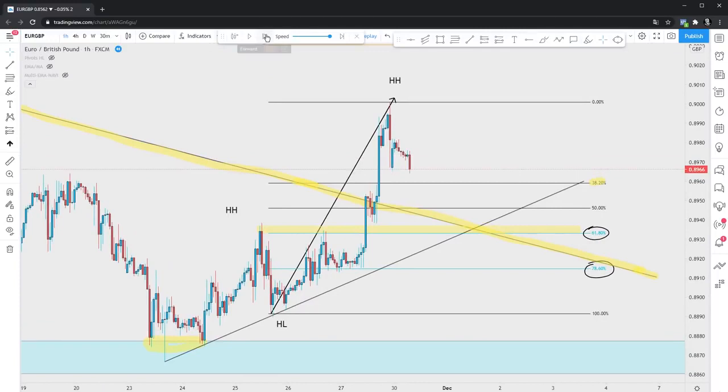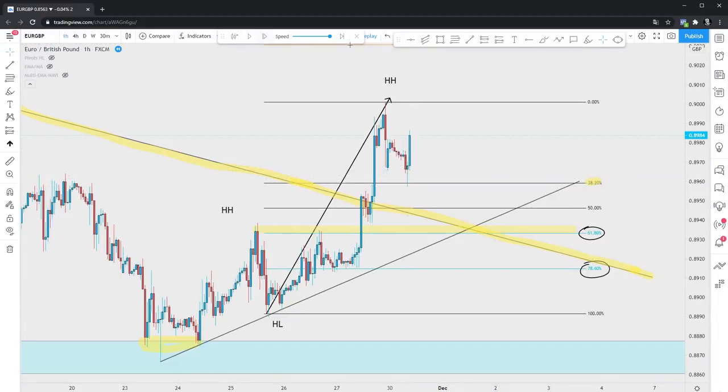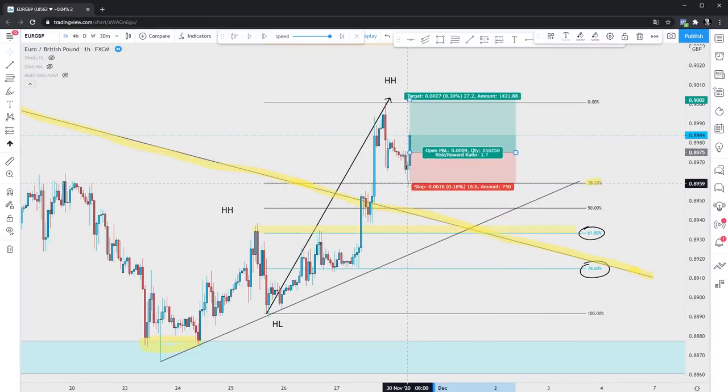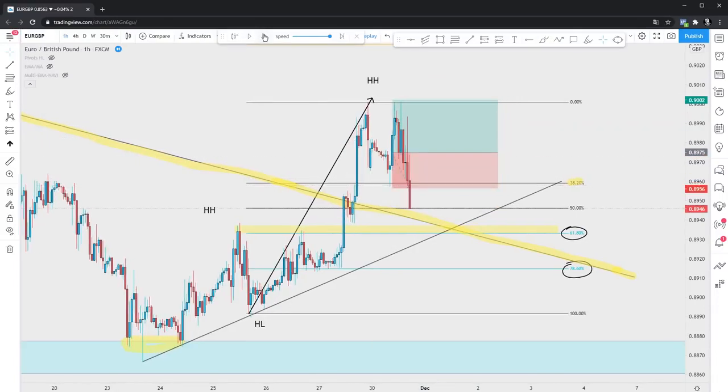So as we can see, price is retracing to the downside. We rejected the 38.2, the level where we don't want to take the trades, right? So potentially, just to give you a perspective, you could potentially be in the trade right here, right? And you could be trapped and your stop loss would be hit just like this, right?